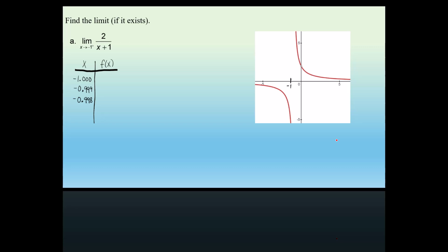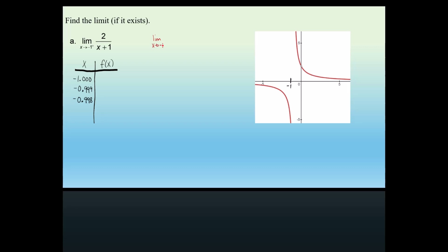In this video, we're going to practice evaluating limits. Our first example says the limit as x approaches -1 from the right of 2 all over x plus 1. Now, how do we know we are approaching -1 from the right and not from the left?